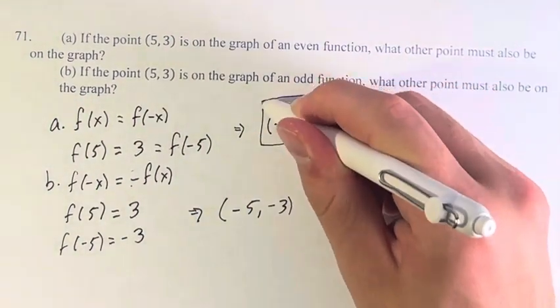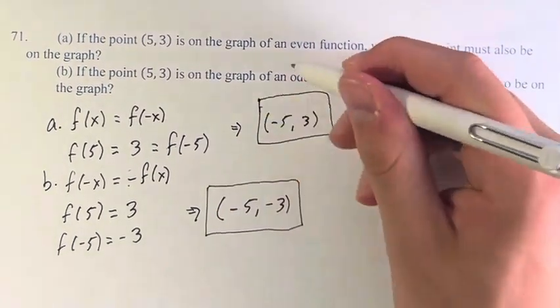So this is for an even function, and this is for an odd function, if the point (5, 3) is on the graph.